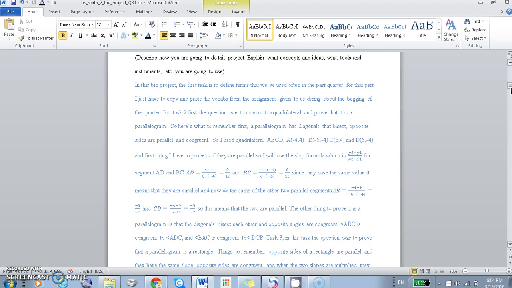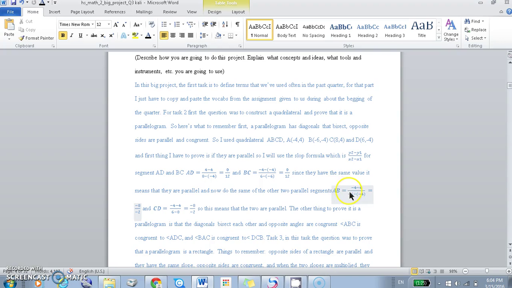So I used the quadrilateral ABCD, where A is -4 and 4, B is -6 and -4, C is 8 and 4, and D is 6 and -4. The first thing I have to prove is that they're parallel. To do this I use the slope formula, and I have to prove that AD and BC are parallel. If they have the same value, it means they are parallel. AD has 0 over 12, and BC has 0 over 12 as well, so these two lines are parallel.